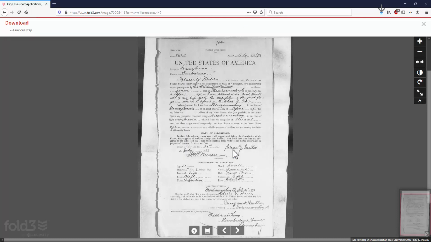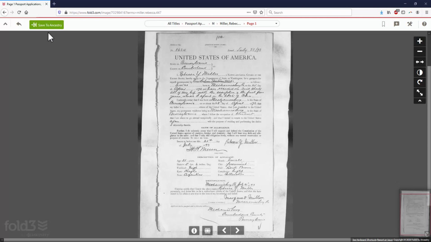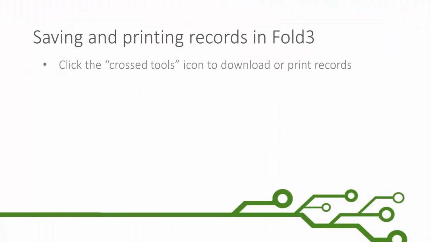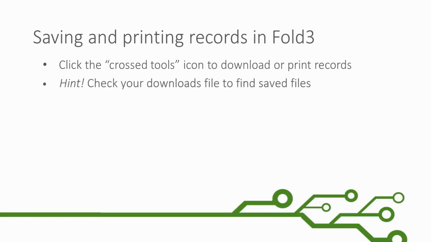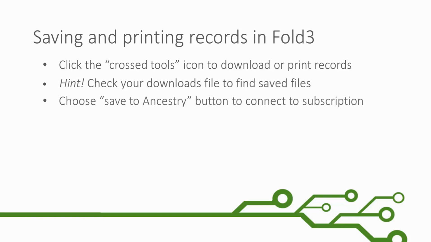Once saved, the record could be added as a source to an ancestor's page on FamilySearch or uploaded to another tree-keeping software. As Fold3 is owned by Ancestry, users with an Ancestry.com subscription can click the Save to Ancestry button to save their record directly to an ancestor's profile in their tree. Options for saving and printing records in Fold3 are accessed through the Tools icon, and users with Ancestry.com subscriptions can save their finds directly to their tree.